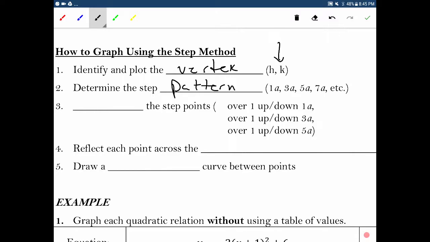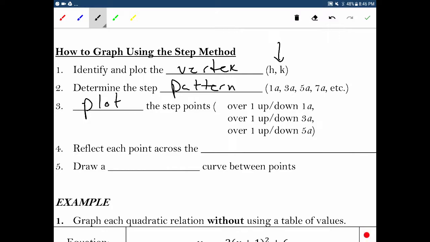Okay. So we're going to plot those points. Plot the step points. Okay, over 1, up or down 1a, 3a, whatever. Remember, you go down if a is negative. That's the only difference.